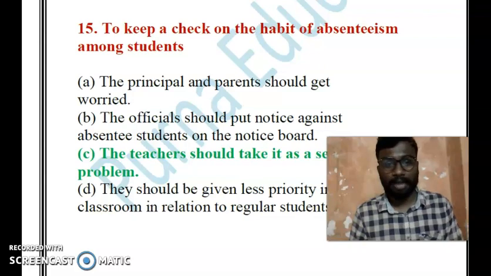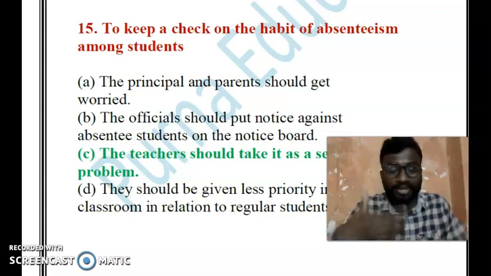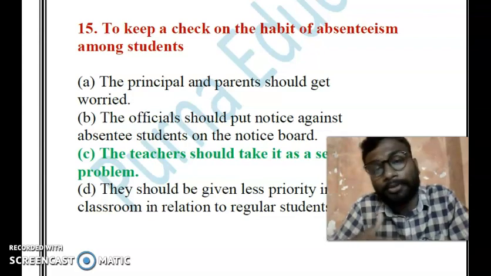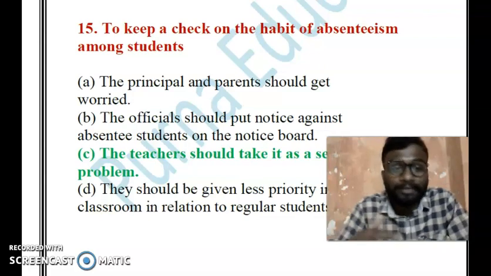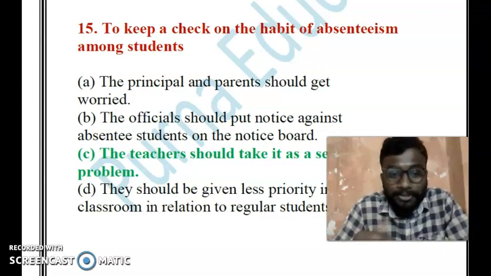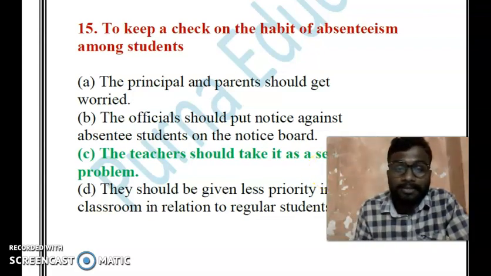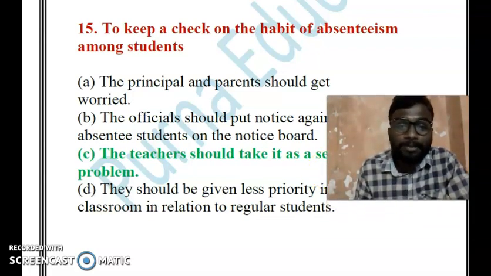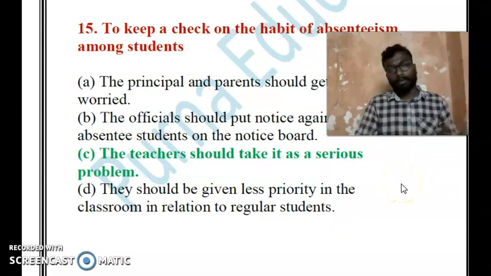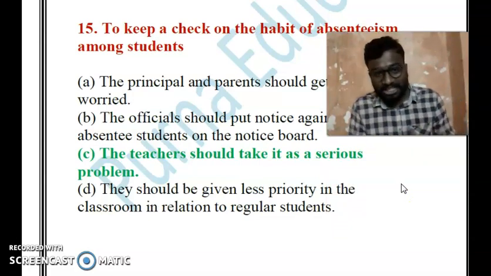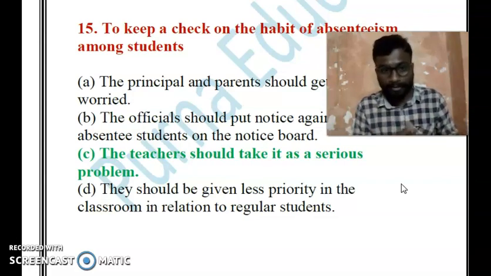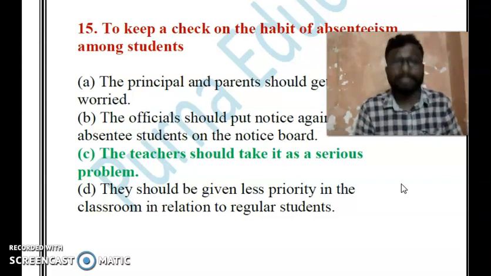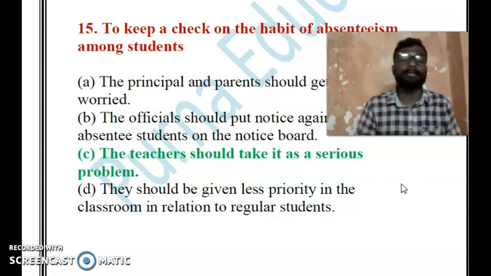To keep a check on the habit of absenteeism among the students. In order to check or control absenteeism among the students, what should they do? The principal and parents should get worried. The officials should put a notice against the absentee students on the notice board, or teachers should take it as a serious problem, or they should be given less priority. So the teacher should take it as a serious problem, and he or she should take steps towards remedies. Remedies for what? Remedies to solve a problem, right? Yes. To keep a check on the habit of absenteeism among the students, the teacher should take it as a serious problem.